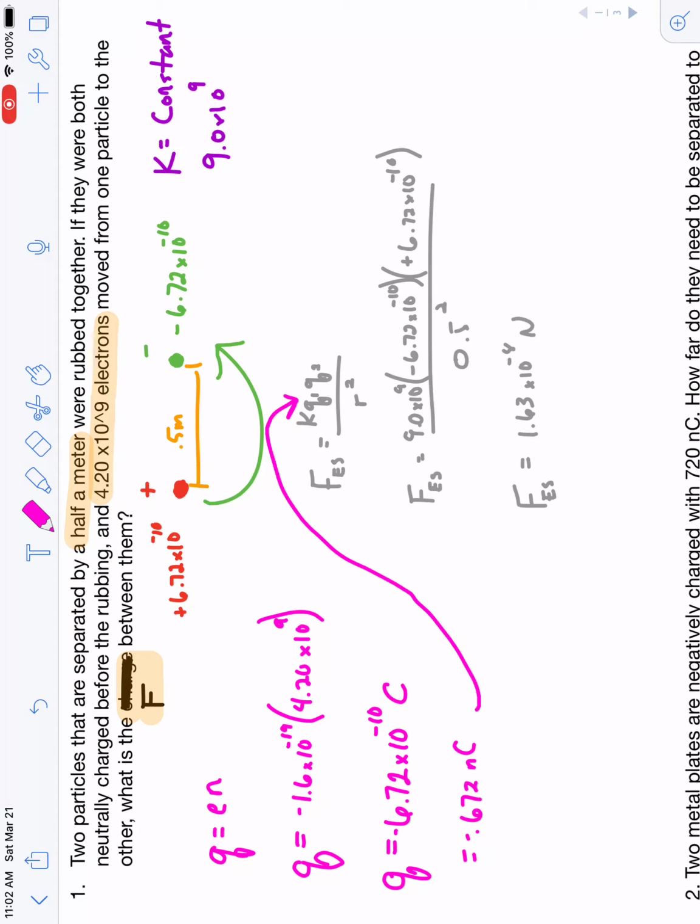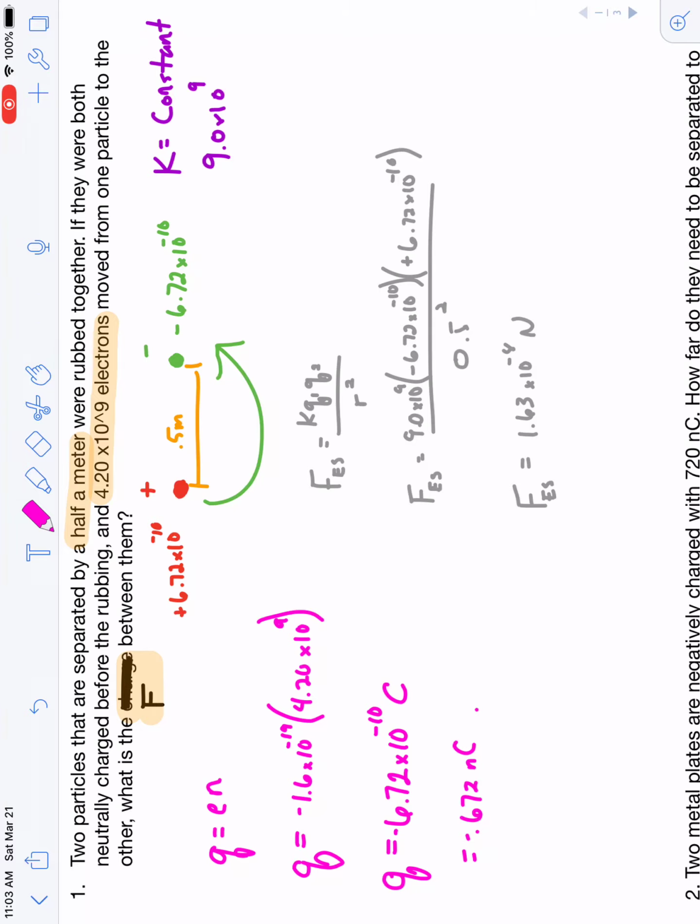Again, the drawing illustrated the law of conservation of charge. If there's a net charge of 0 beforehand, if they're both neutrally charged, and then afterwards electrons move from one to the other, then that's conservation of charge. The net charge after still has to be 0, which you can see a positive 6.72 and a negative 6.72 are going to be a net of 0. Then we simply plug our information into the equation and solve straight up.